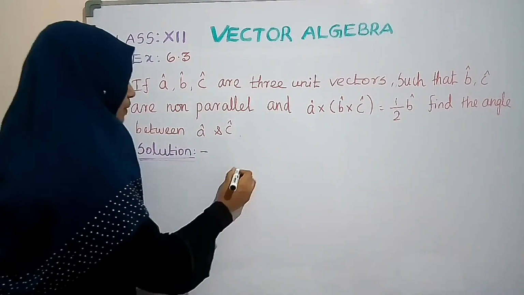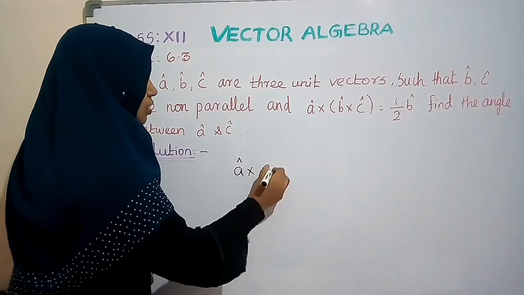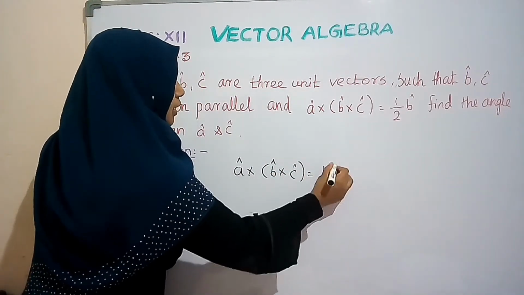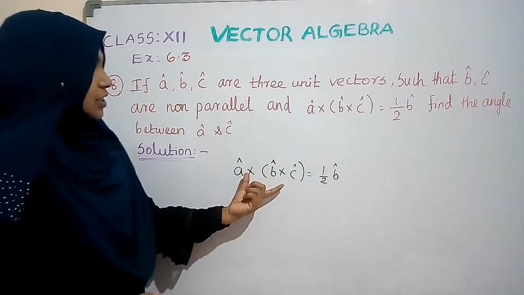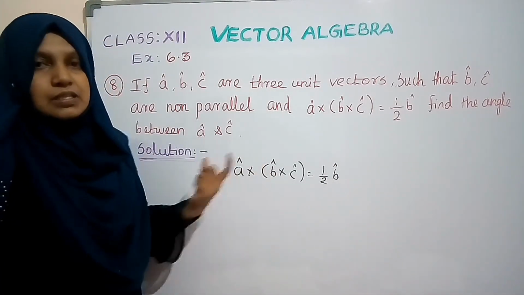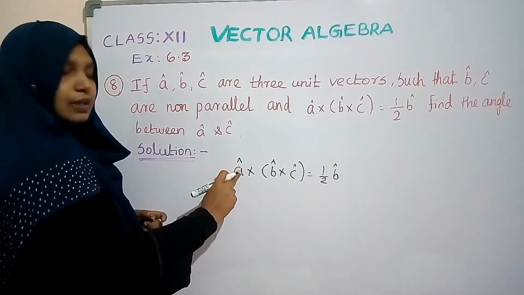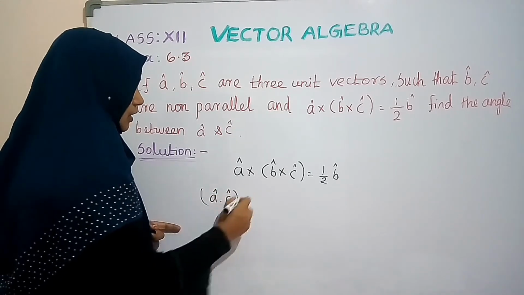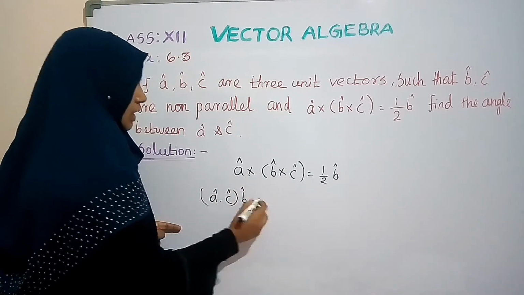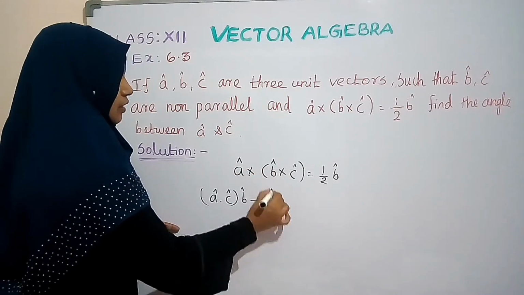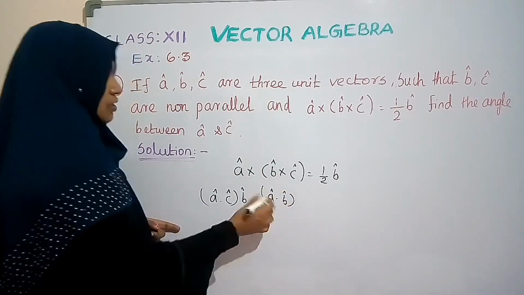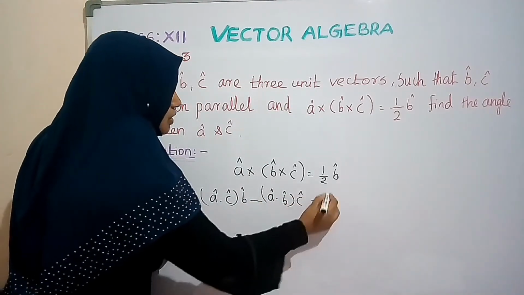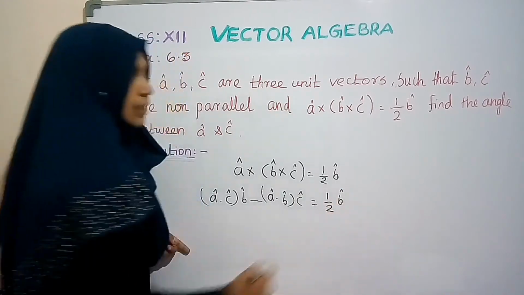So it is given in the question that A cap cross B cap cross C cap is equal to half into B cap. Okay, so by the definition, by the formula of this vector triple product, we can write, how you will write? First and last, we should multiply first. So A vector dot C vector into B vector minus A vector dot B vector into C vector. I am using cap here instead of vector because here unit vectors are given, which is equal to half into B cap.